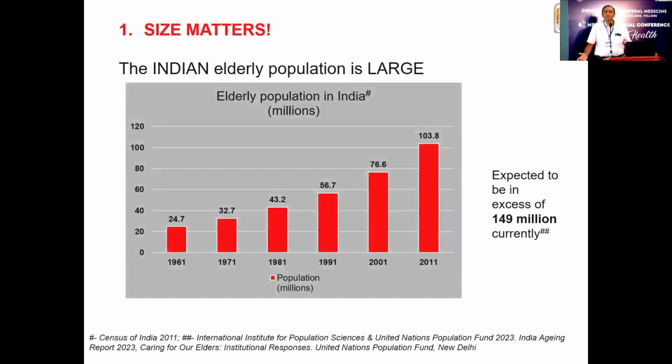First, obviously, the population of elders is large, but that's because the Indian population itself is large. Anything in India is large. Millions roll off our tongue like single malt. The population of elders in India is expected to be in the region of about 149 million people aged 60 and above. That's more than the combined populations of about 50 countries put together. And that's just the population of elders.